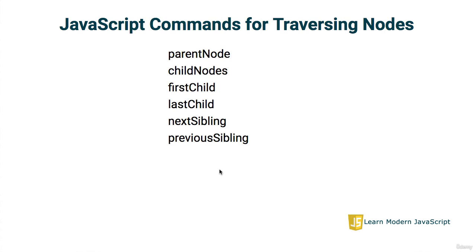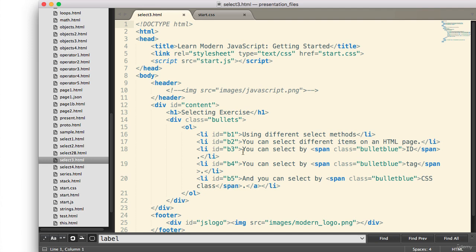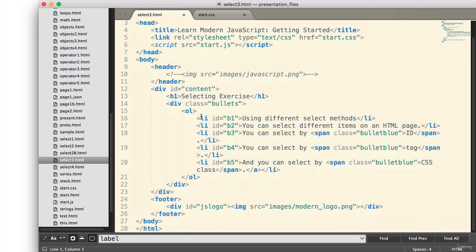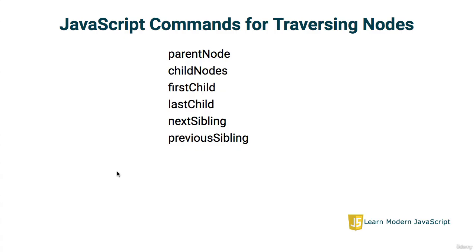So for example, if I jump out to the HTML page, one that we've been using as an example for the last several videos, these li tags are on the same level. Therefore, these are siblings of each other. So if I had this node, nextSibling would go to this node, and so on. Now let's take a look at how we would use these.